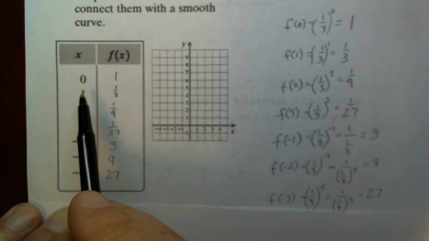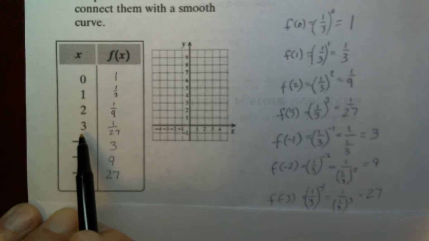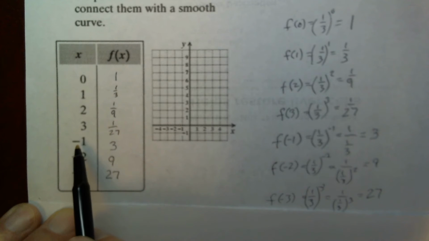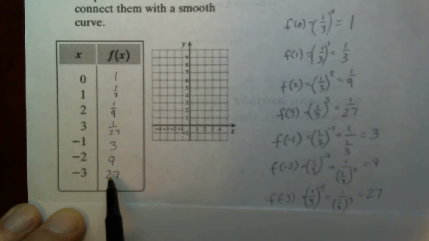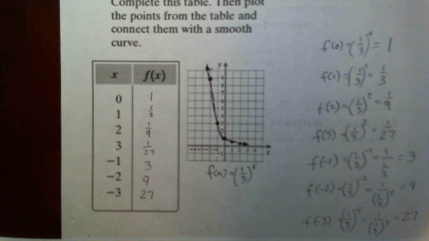So here we have our ordered pairs (0, 1), (1, 1/3), (2, 1/9), (3, 1/27), (-1, 3), (-2, 9), and (-3, 27). And then we plot these points. Here we plotted the points. And here's the graph. The graph of f of x equals (1/3) to the x power.